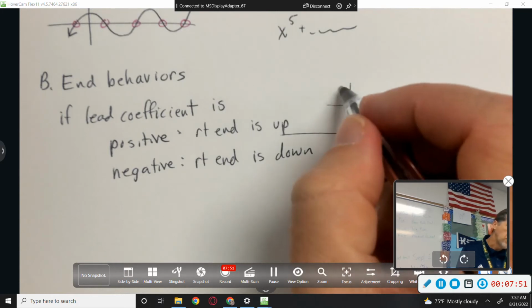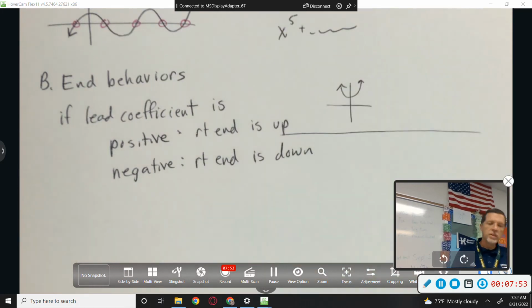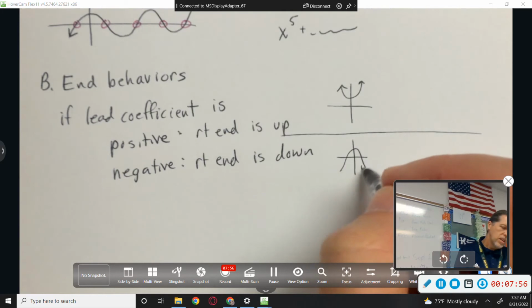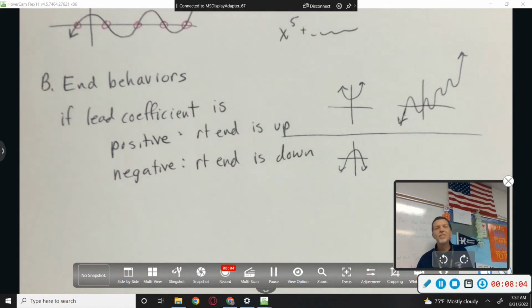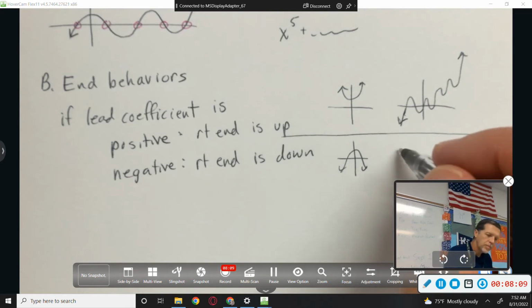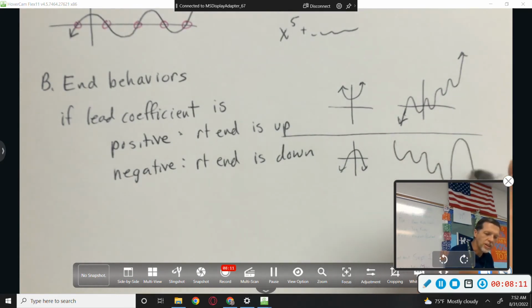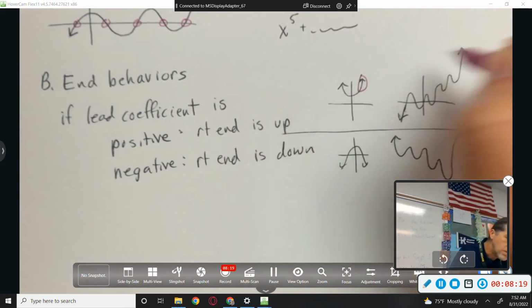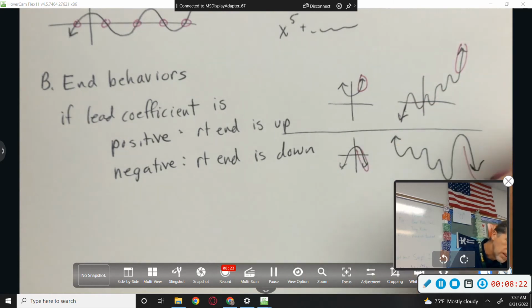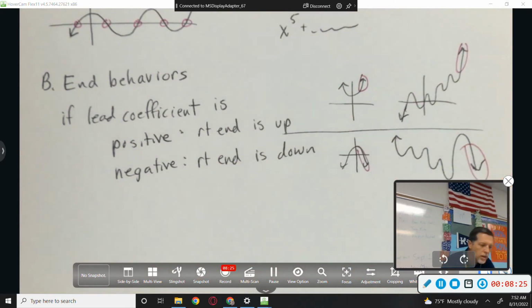So maybe it's as simple as a parabola. Maybe it's as crazy as, who knows. But if the lead coefficient is positive, the right end is going to be going up. And again, who knows how crazy it is. But if the lead coefficient is negative, then it's going down on the right end. So right end up. So the lead coefficient tells you what the right end is doing.